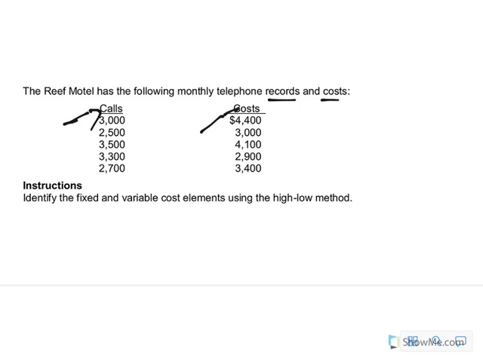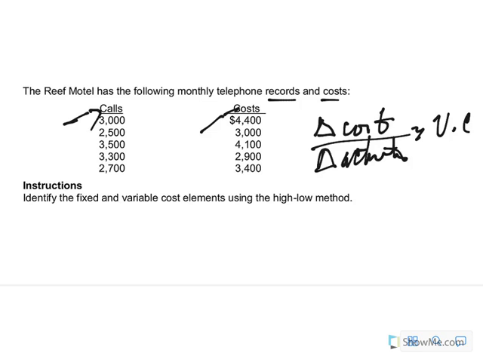Now remember, these are not variable costs. These are partly variable, partly fixed. They're not variable because they don't change in direct proportion, and they're not fixed because they change. So these are mixed costs, and they're telling us to use the high-low method. What you want is the change in cost over the change in activity, which will give you the variable cost.